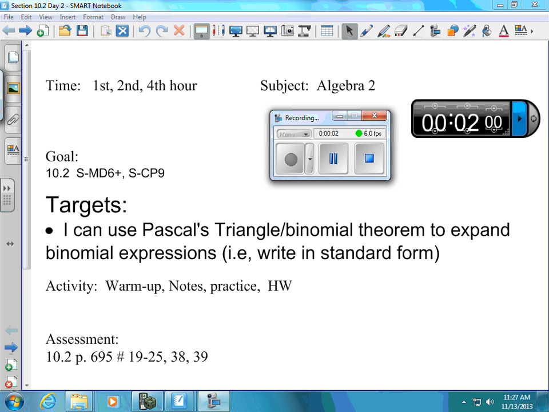Welcome back to Unit 6, which is continuing on in Chapter 10. We need the second part of Section 2. Today's target is that you'll be able to use Pascal's triangle / binomial theorem to expand binomial expressions, i.e. we're going to write them in standard form. Okay, we're going to go from a factored form to a standard form situation. So have this target ready to go for tomorrow, please.